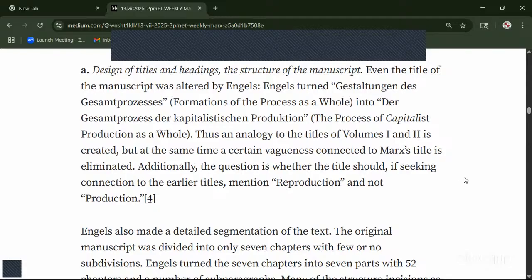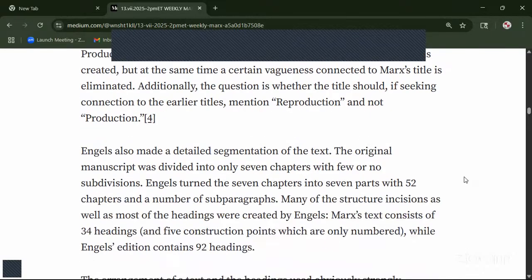Engels also made a detailed segmentation of the text. The original manuscript was divided into only 7 chapters with few or no subdivisions. And Engels turned the 7 chapters into 7 parts with 52 chapters and a number of subparagraphs. Many of the structure incisions, as well as most of the headings, were created by Engels. Marx's text consists of 34 headings and 5 construction points, which are only numbered, while Engels' edition contains 92 headings.